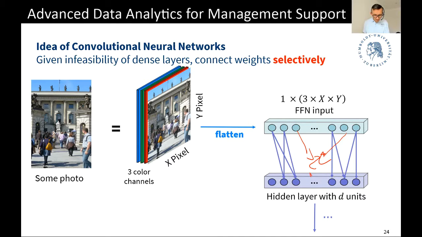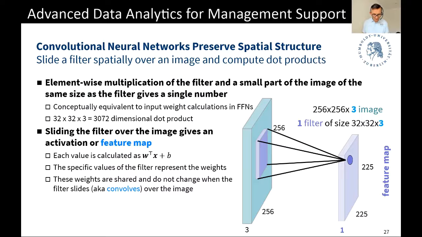We just have that many weights. We just have these 3072 weights in our filter. And by sliding the filter over the image, we sort of share the weights for all the input units of the full image. That's the idea. And we can call that convolving. So the weights are shared and don't change when we slide the filters over the image, when we convolve over the image. This is how they call that.